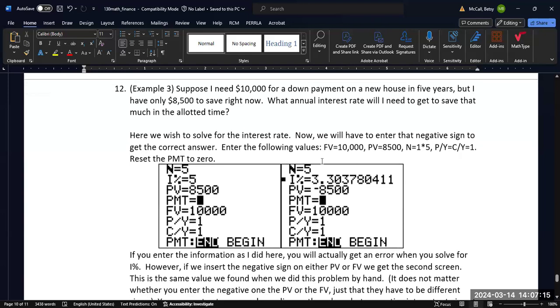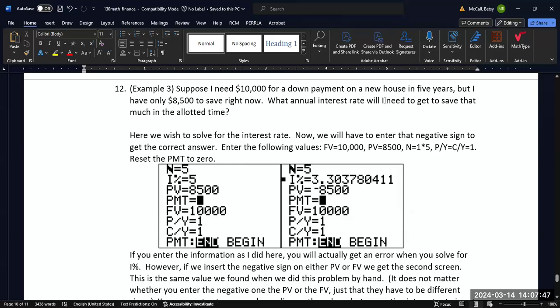Now, this is the sinking fund example. It's the savings amount. So I'm setting aside a certain amount of money. I have a certain amount of money now. I'm solving for a certain amount of money in the future. And so I want to plan for this. How much interest do I have to earn in order to get my 8,500 to turn into 10,000?